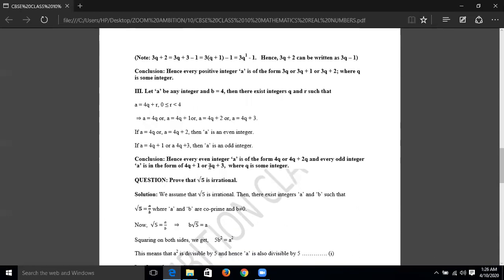So we can say every even integer is of the form 4q or 4q plus 2, and every odd integer a is of the form 4q plus 1 or 4q plus 3, where q is some integer. So we have discussed the basics about this. We will discuss more in the next video.